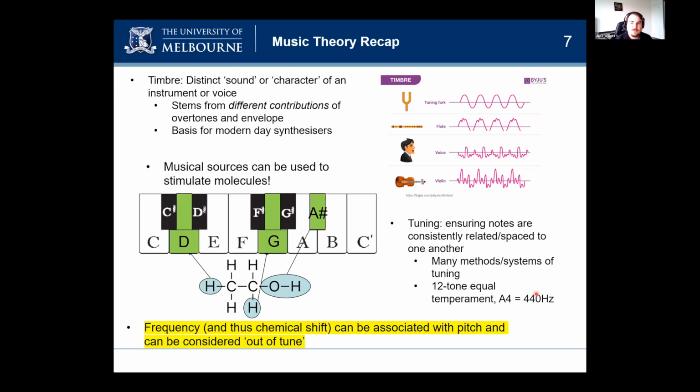Going back to what we were talking about before, each of these chemicals and their different environments has its own frequency. And so we can also define a tuning system and then thus define a pitch for each of these chemical environments. So for example, I've got the molecule ethanol here, and we've got our 3 different chemical environments.